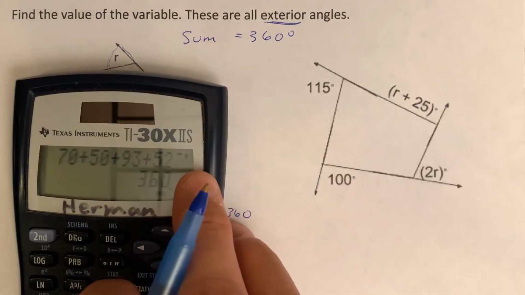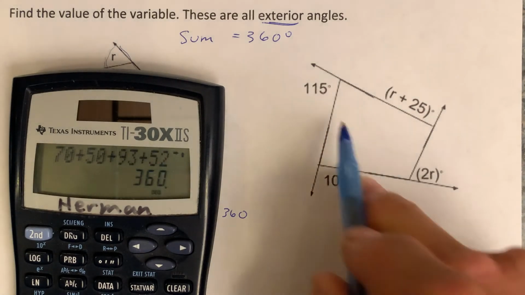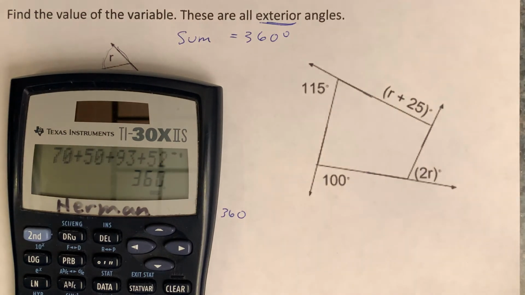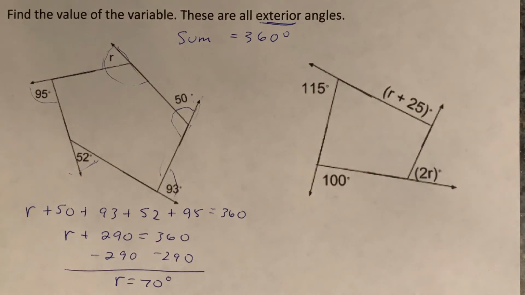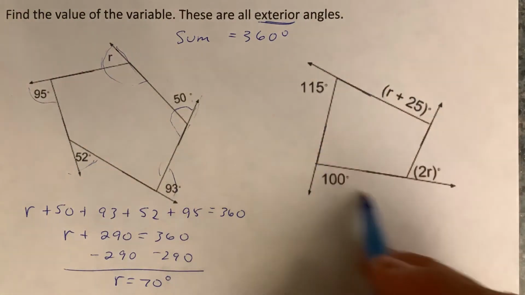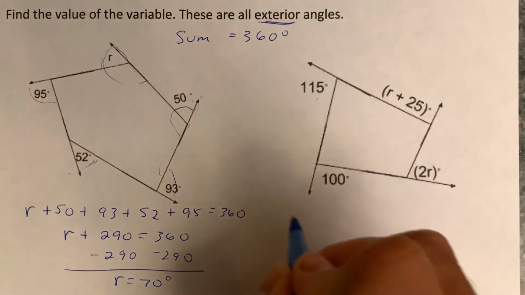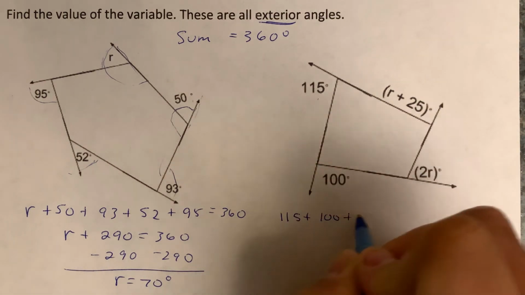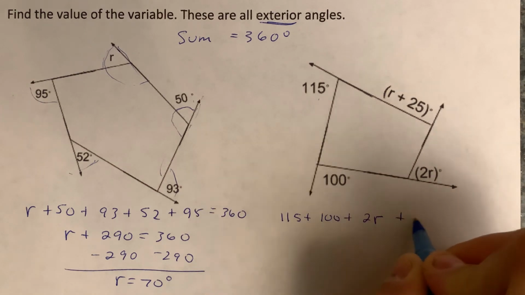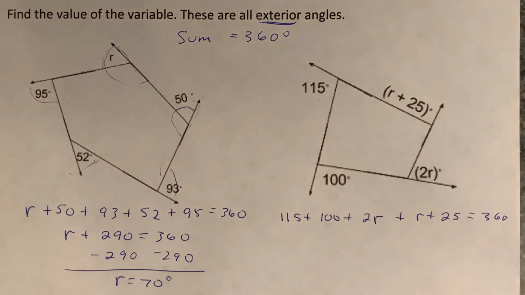All right, one more to do now. This one's a little harder, but not that much more challenging. It's just kind of the extra variables in it. So this time, again, I'd say, well, this is a 4-sided figure. What's the sum of the exterior angles? It's always the same. Doesn't matter if it's 4 or 5 or 6 or 100. It's always the same. So the exterior angles are always equal to 360. So I'm just going to add them up again. I'll start right here at 115. So 115 plus, and I'll go this way, 100 plus 2R plus R plus 25 equals 360.